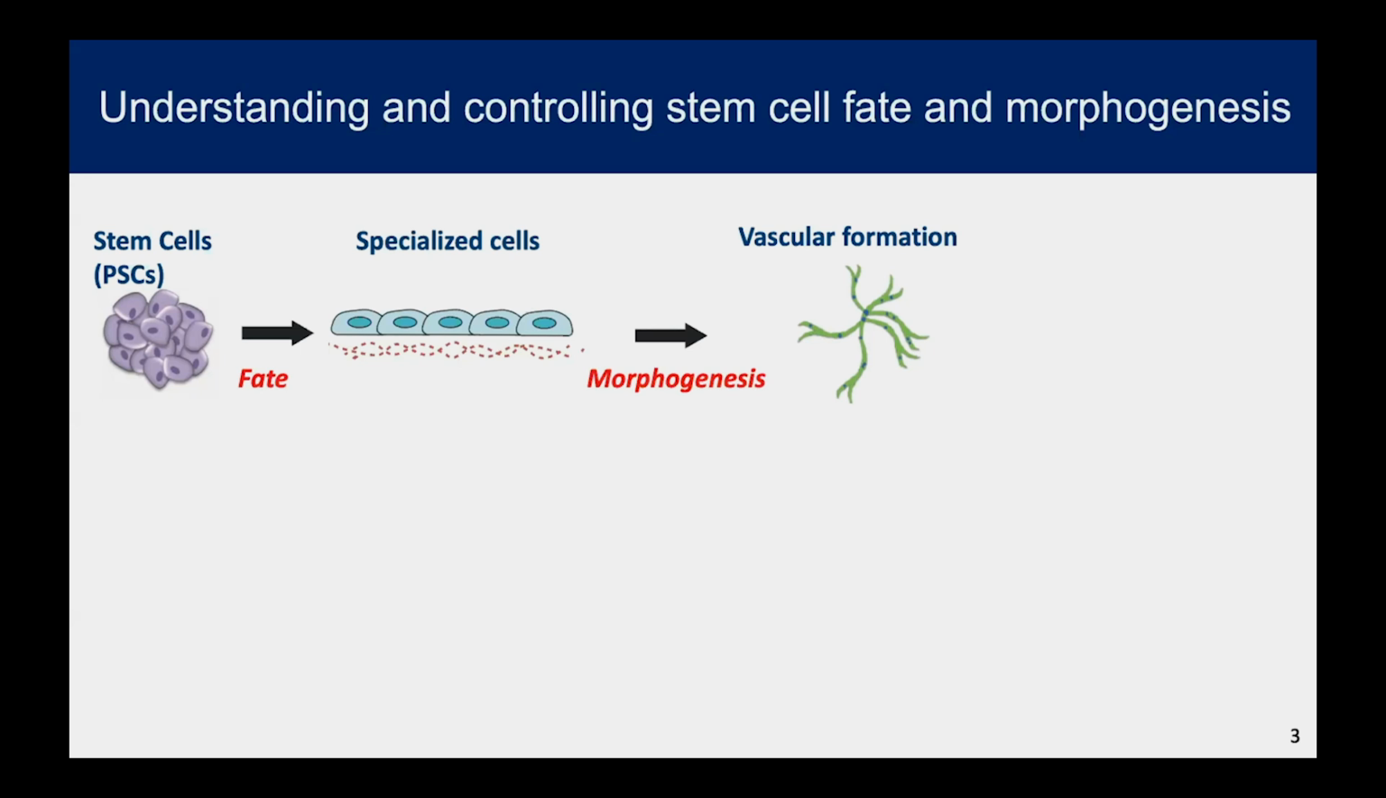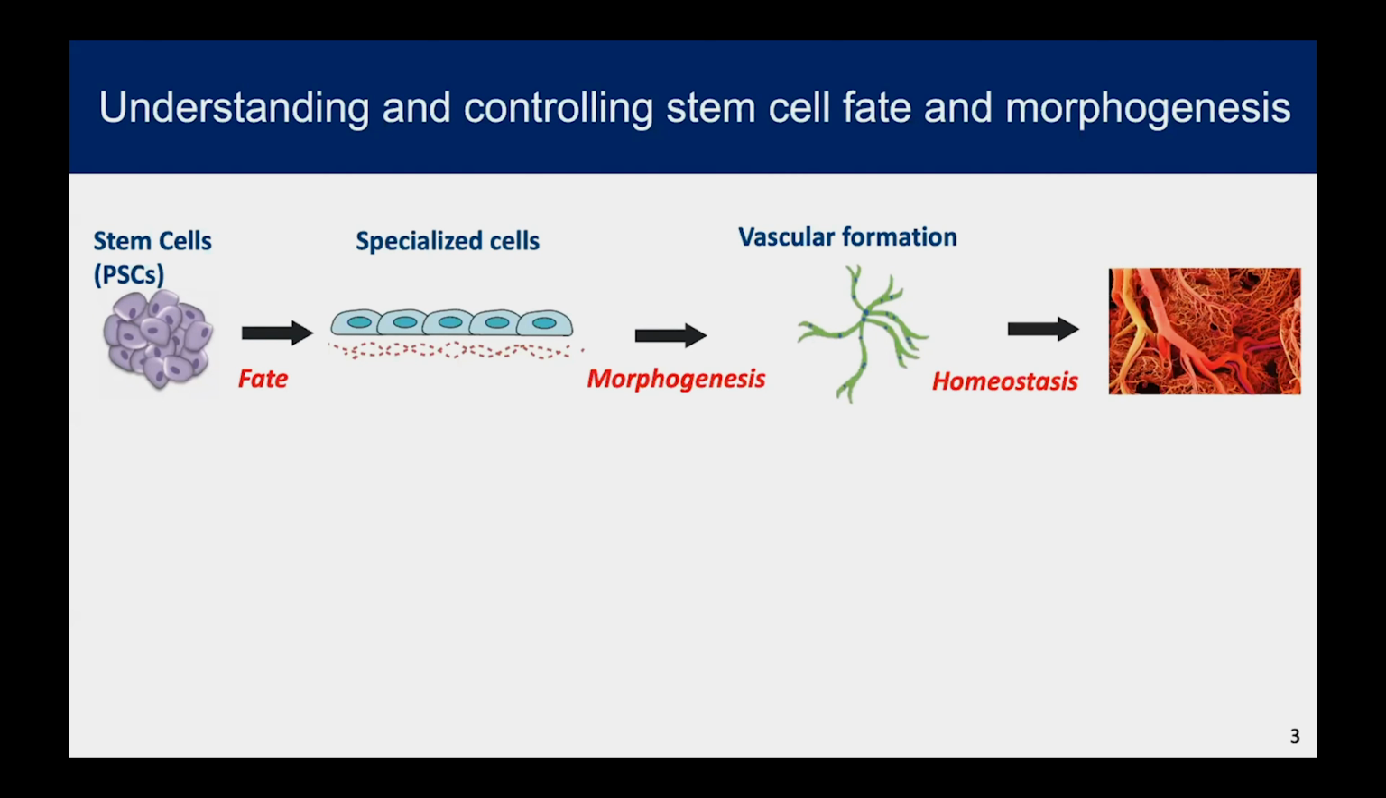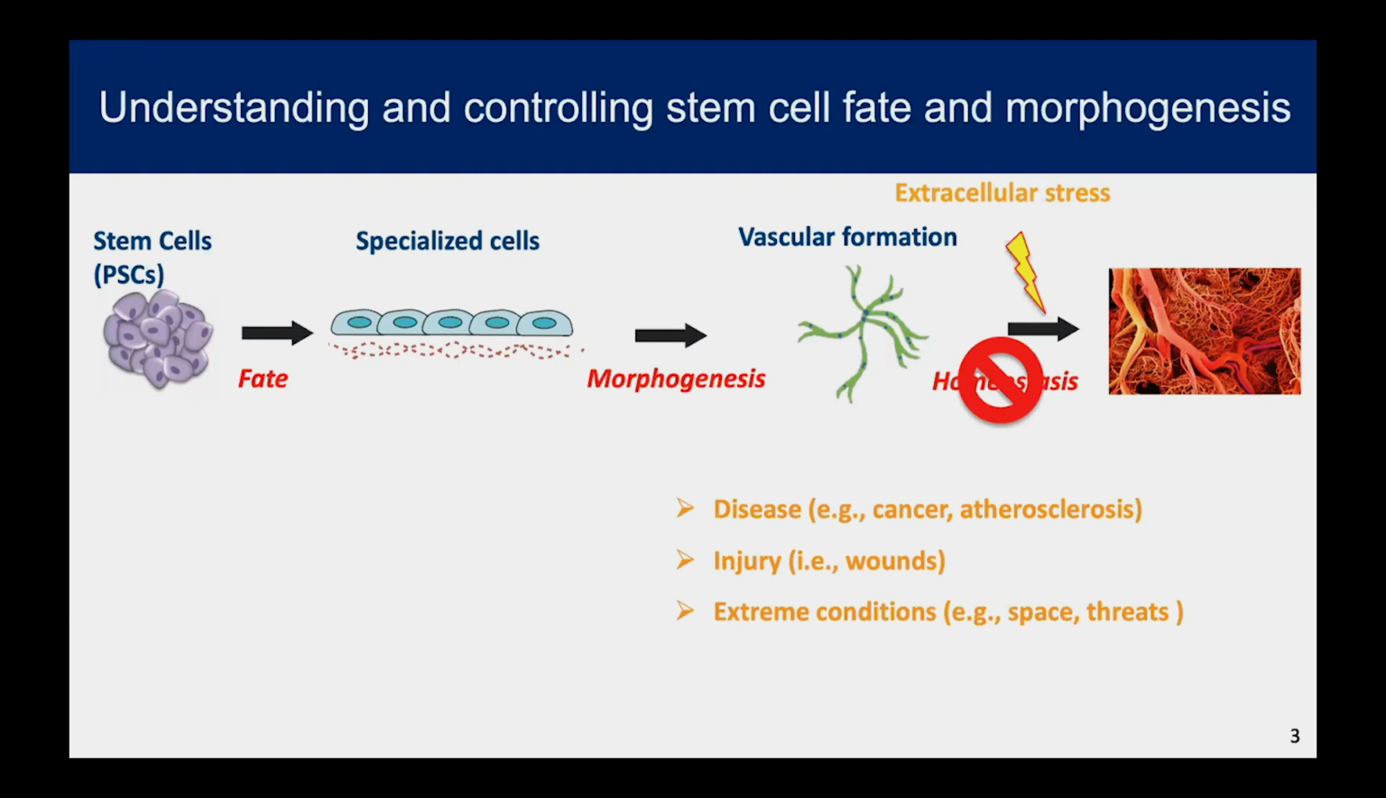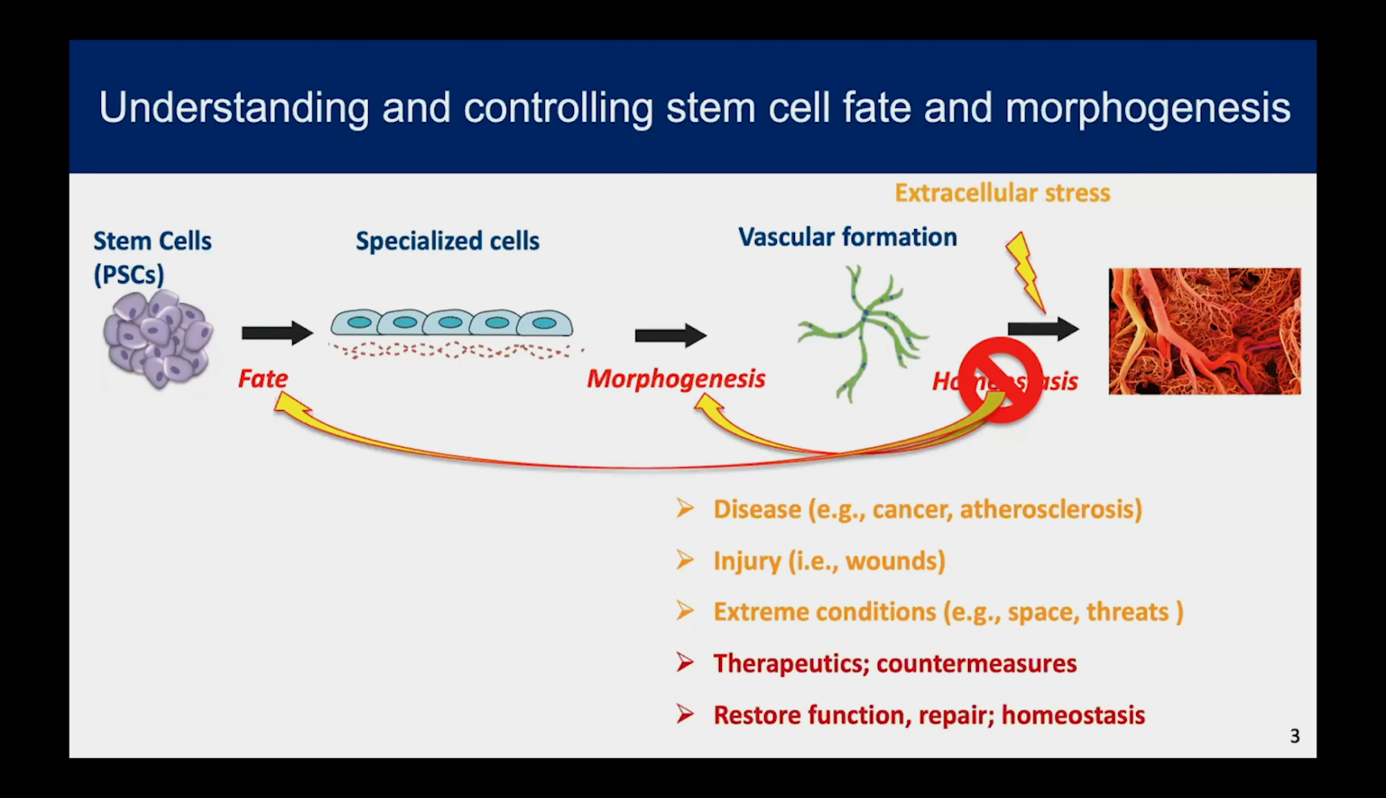Specifically, we focus on the vasculature, where the vasculature grows and gets into the homeostasis state, but this homeostasis can be disrupted by various extracellular stresses that could happen during disease development. I listed some here, in injury and in extreme conditions. What we're trying to do in the lab is activate these morphogenesis and in some cases also fate pathways to develop therapeutic countermeasures to restore the function, repair, and move towards homeostasis.